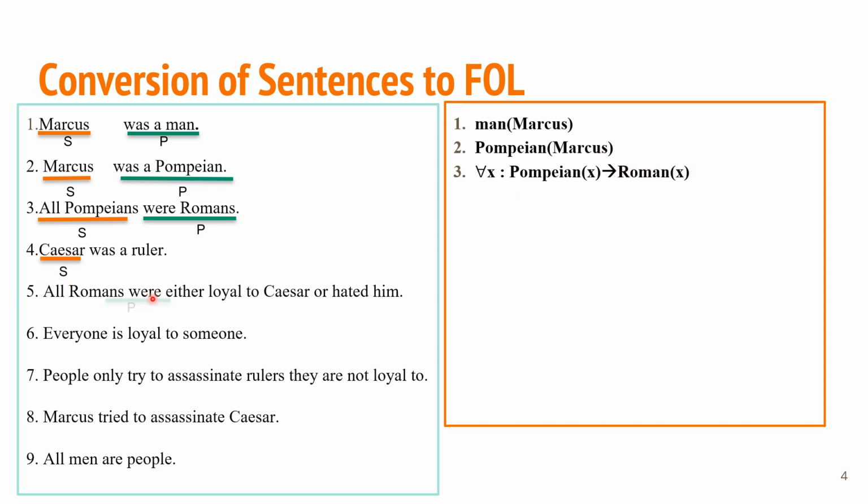And the fourth sentence is Caesar was a ruler. It's a very simple sentence. Caesar is a subject, was a ruler is a predicate. Therefore ruler of Caesar.